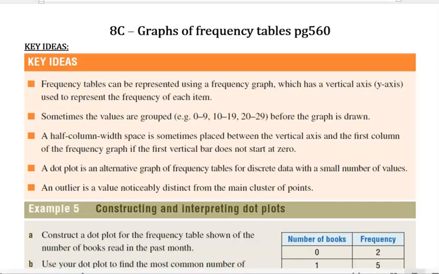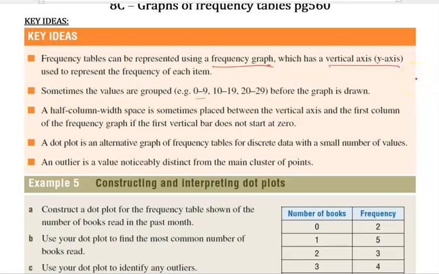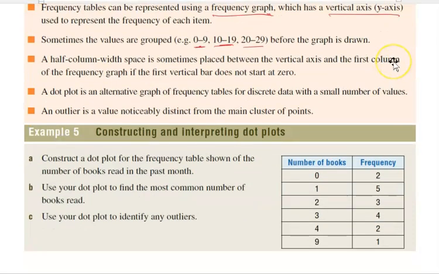So frequency tables are how often something happens. How often do you get a result? And you can use them in a frequency graph with an XY axis to represent how often it happens, or some other ways. Sometimes values are grouped, like in a range from 0 to 9, and then from 10 upwards, and then from 20 upwards, before the graph is drawn, and then we can get a different type of graph. Half column width space is sometimes placed between the columns.